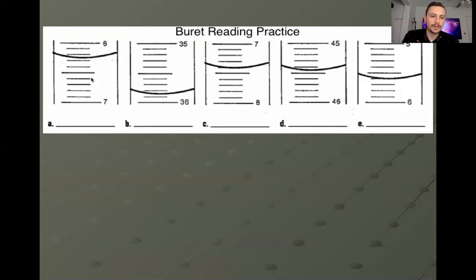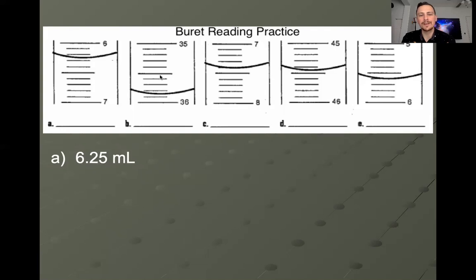We have 9 markings here, just like before, right? So we would have 6.1, 6.2, 6.3. Our meniscus, the very bottom, remember that's where we read it, is between 6.2 and 6.3. So we would estimate this last digit is 6.2 something. To me, this looks right in the middle, so I could say 6.25 milliliters being my reading.